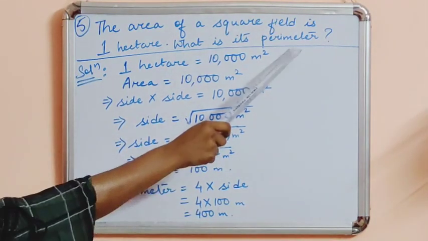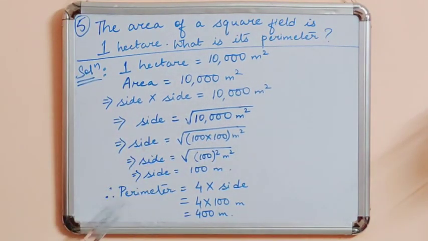Now we need to calculate its perimeter. This is quite simple. Perimeter is equal to 4 into side. So 4 into 100 meter, which is equal to 400 meter.